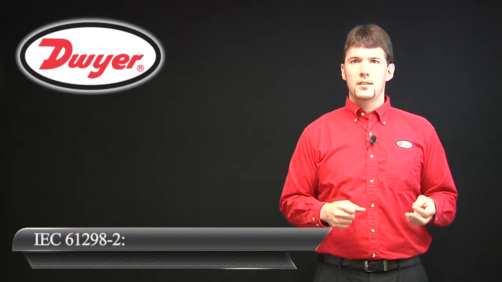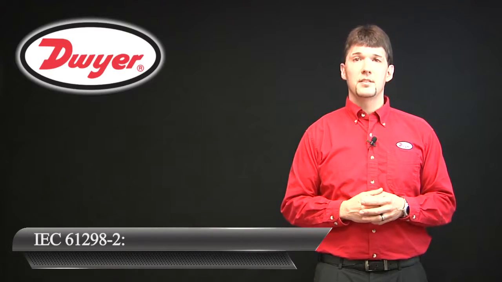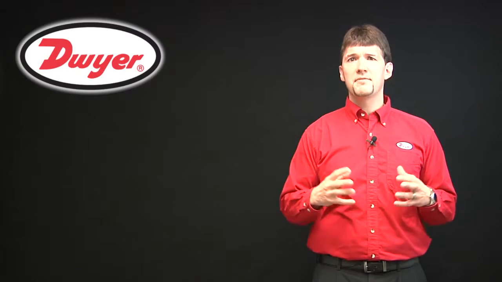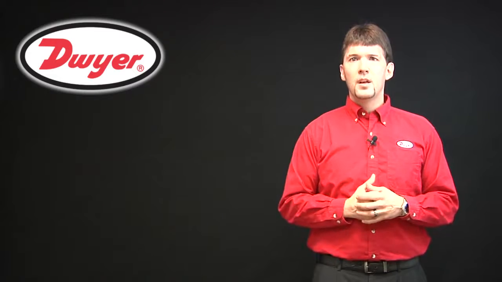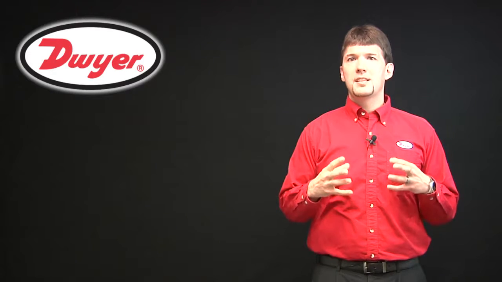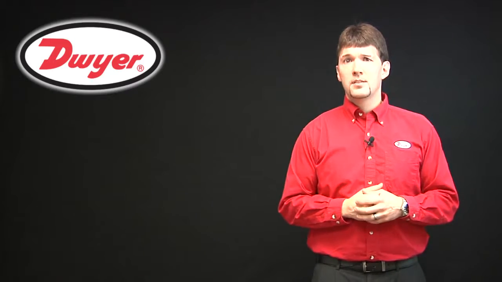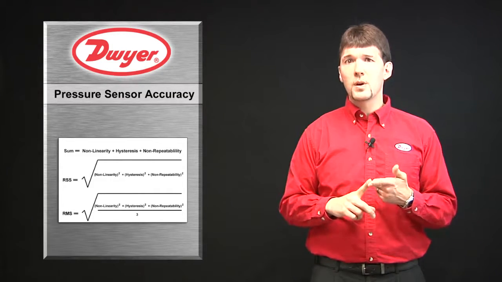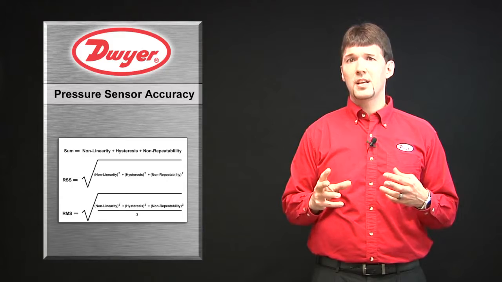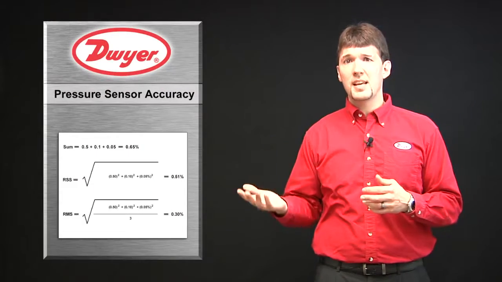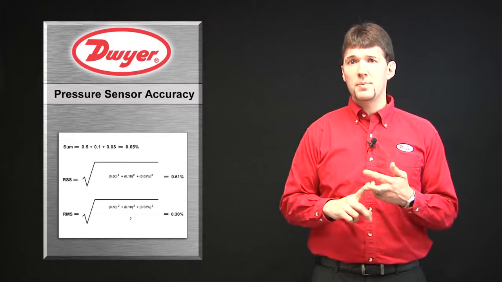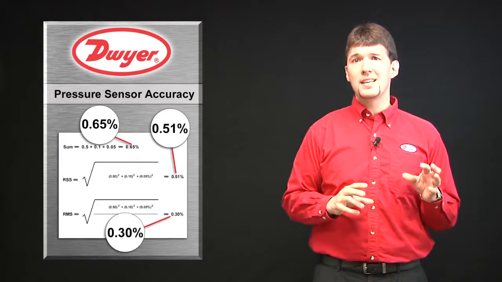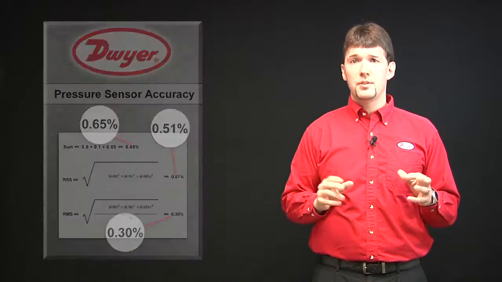IEC 61298-2 identifies the factors that make up accuracy: nonlinearity, non-repeatability, and hysteresis. But the IEC standard does not define how these factors are combined into a single accuracy. The method in which these values are combined can have a substantial impact on the total accuracy. Some manufacturers simply sum the factors, while other manufacturers use mathematical equations such as root of the sum squared or root of the mean squared to combine these factors into an overall accuracy. As seen in our example, by using the same nonlinearity, non-repeatability, and hysteresis values, the accuracy of the same pressure sensor can vary over 0.3% based on which equation is used.